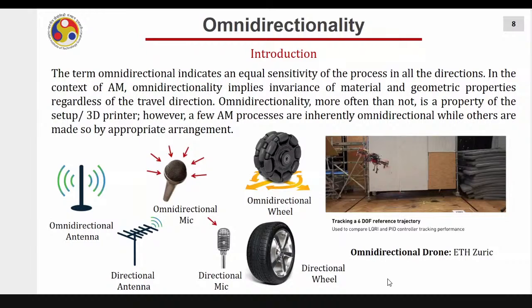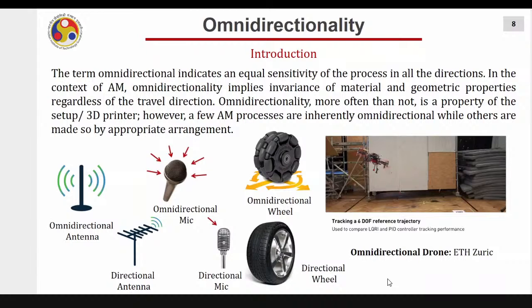Omnidirectionality, more often than not, is a property of the setup. Okay, please remember that. Omnidirectionality is a property of the setup, meaning the 3D printer, the machine. It's a property of the machine. However, few additive manufacturing processes are inherently omnidirectional, while others are made so by putting some appropriate arrangements.